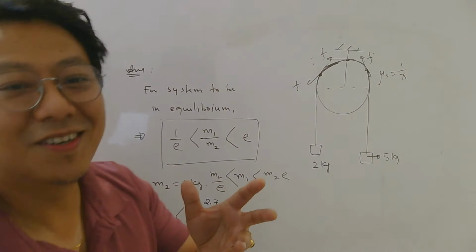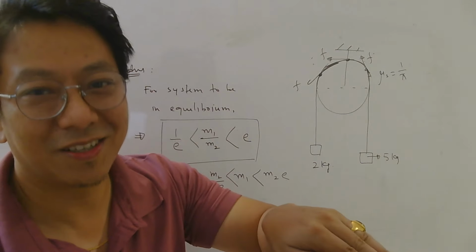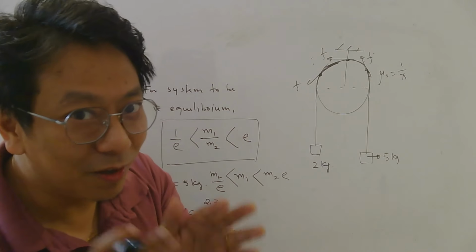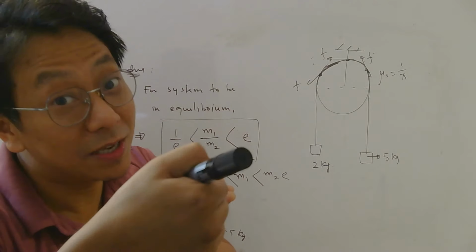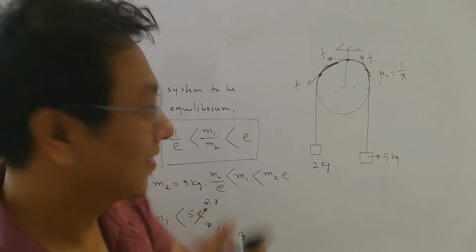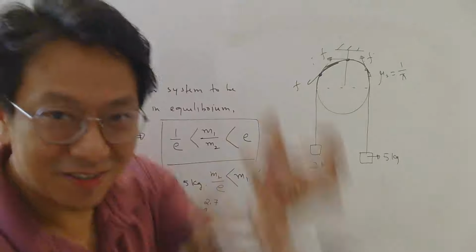So friction is very interesting. It is not always in one direction. It will see where the body wants to slip. If it wants to slip here, friction will be here. If it wants to slip there, friction will be there. It's not like gravity, which is always downwards.